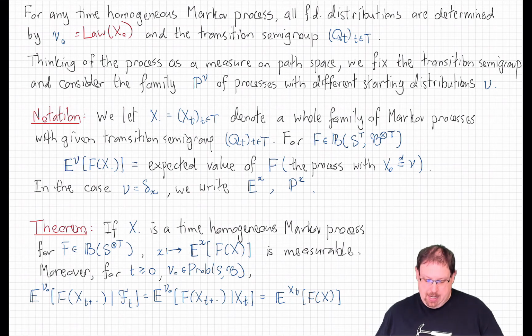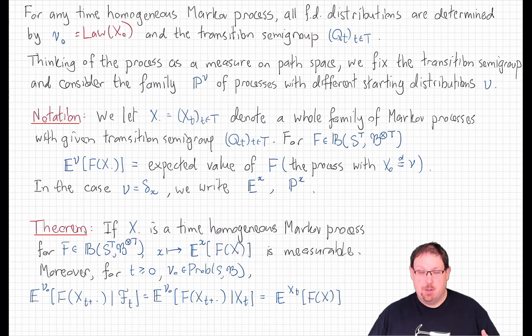So with that notation in hand, here is a theorem which one might call the fundamental theorem of time homogeneous Markov processes. Given a time homogeneous Markov process x, which doesn't have a fixed start distribution but is rather a family indexed by all possible start distributions, and any measurable function on path space, then we can take the expected value of that function of the process with starting point x. That gives us a real number for each x. And that means we have a real valued function of x. That real valued function is actually a measurable function with respect to the sigma field B on the state space that we started with.